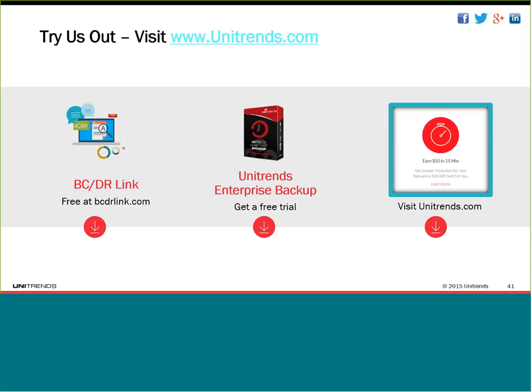The other thing that you want to look at when you look at these solutions is what sort of WAN acceleration and other compression technologies are built into the backup tools. Unitrends has a lot of capability in there for compression, deduplication, WAN acceleration, and some other things that we do to optimize and minimize the amount of data we have to send over the network.